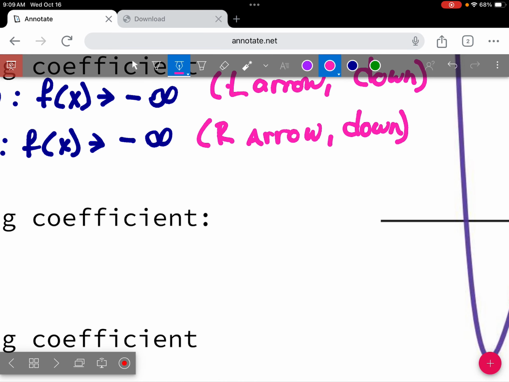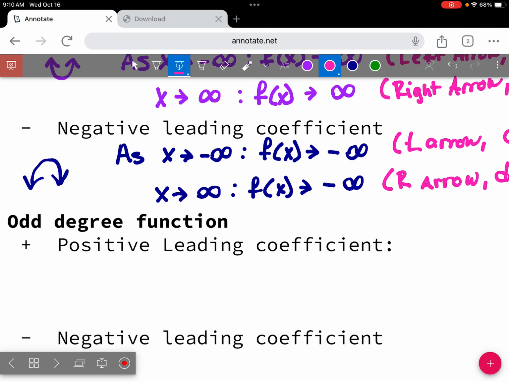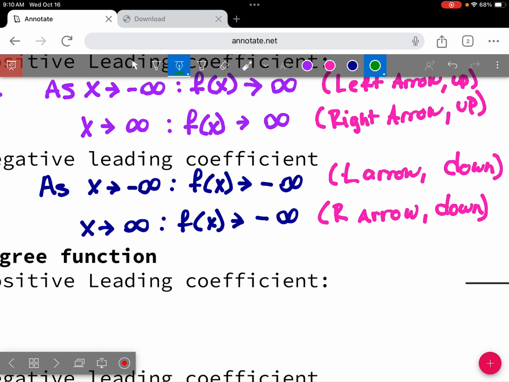But that's only for our even degree functions. What if I don't have an even degree function, but I have an odd degree? Maybe 1, or 3, or 5, or 7. So even or odd degree functions follow the same end behavior of lines or cubes, if you're comfortable with cubes. But odd degree functions are going to have arrows that point in opposite directions.